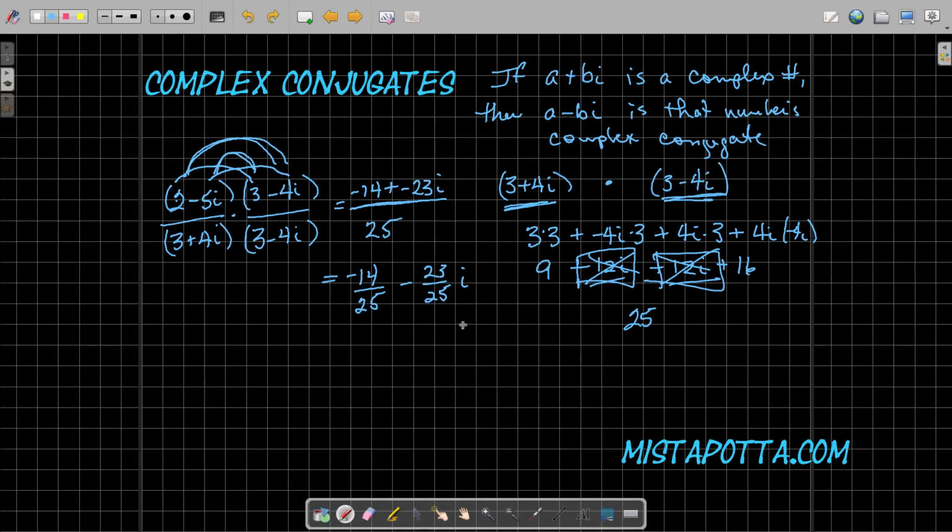And this is the power of using the complex conjugate. It allows us to change a division problem with complex numbers into a division problem with real numbers. And really all we need to do is divide each of these coefficients by that real number. So it makes division very straightforward, very easy for us to work with.